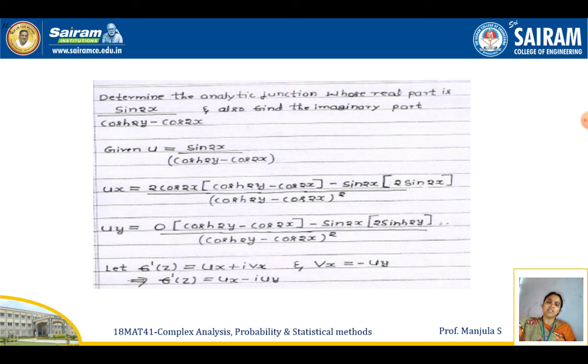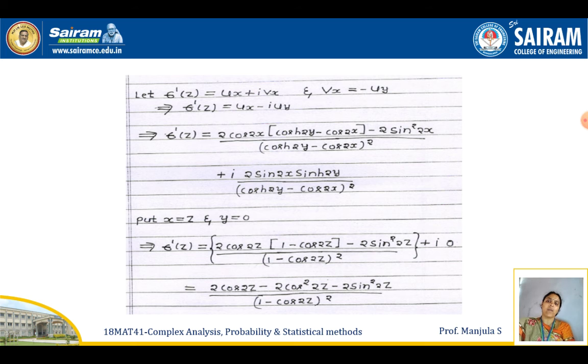Now substitute this in a formula. The formula is f dash of z equals ux plus i into vx. Here we know the values of ux and uy, but in the formula vx is there. Convert that vx in terms of u with the help of the CR equation, that is, vx can be written as minus uy. So the formula reduces to f dash of z equals ux minus i into uy. Just substitute the values of ux and uy.